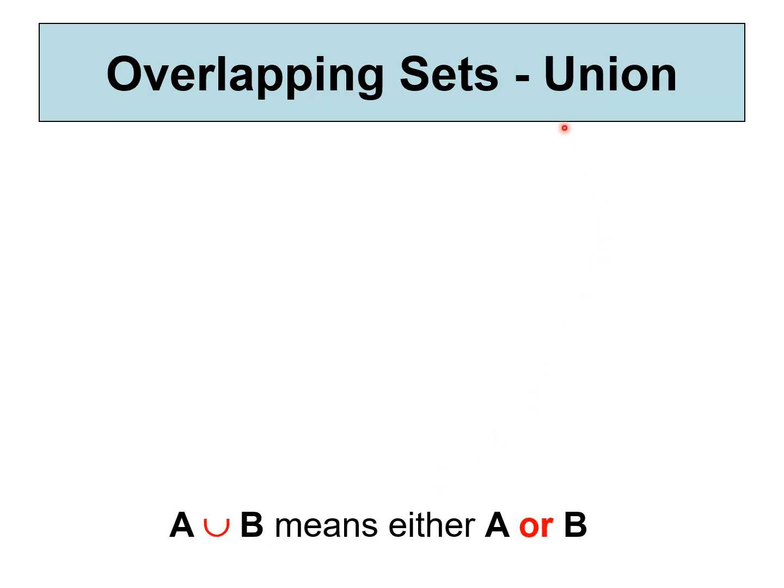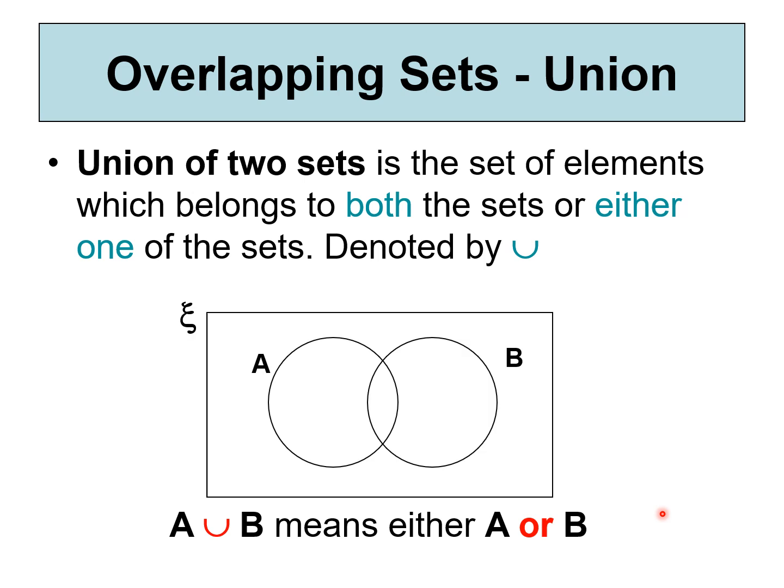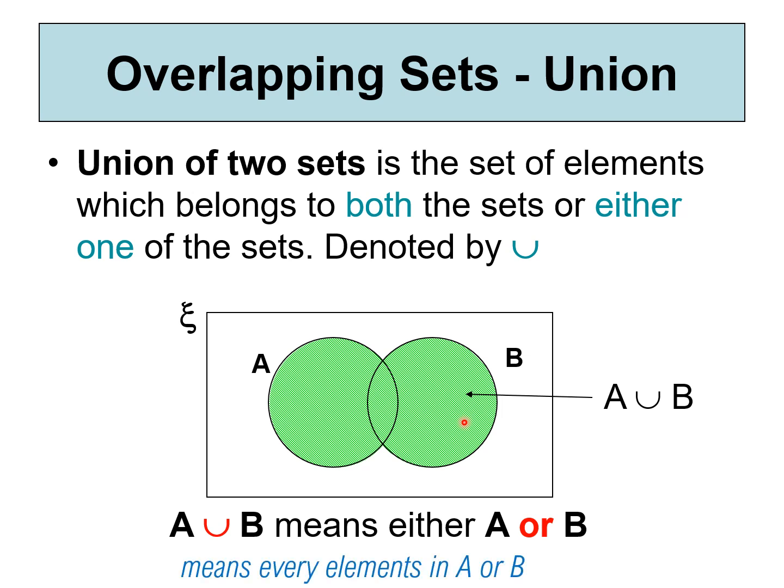Next, we look into this term called union. The symbol for union looks like a letter U. If we talk about A union B, it simply means the element is either in set A or in set B. If we are looking at the Venn diagram and shading to represent it, this will be A union B. In layman's terms, it is all the elements in either set A or in set B.